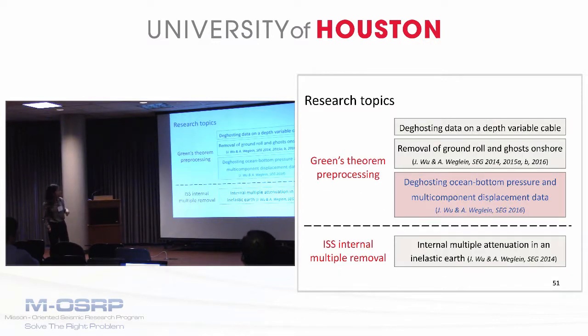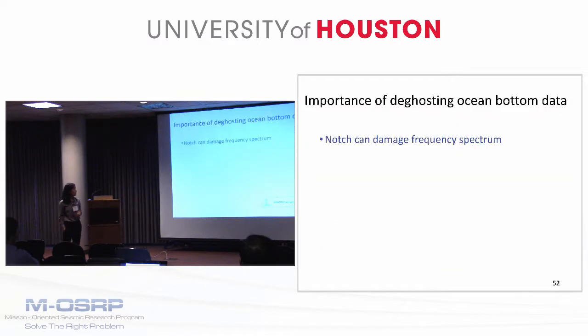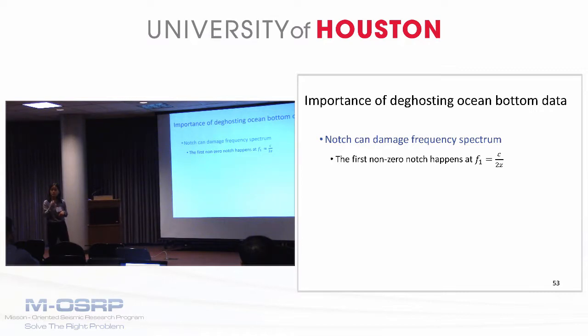Okay, the third topic is that we extend the wave separation method to the ocean bottom for deghosting. It's well known that the destructive interference between the upgoing wave and the downgoing wave, which is the ghost, can lead to notches in your amplitude spectrum. At near offset, the first non-zero notch can happen at a frequency of c over 2z. c is the water speed, and z is the cable depth. So the deeper the cable depth, the lower the frequency the first non-zero notch can reach.